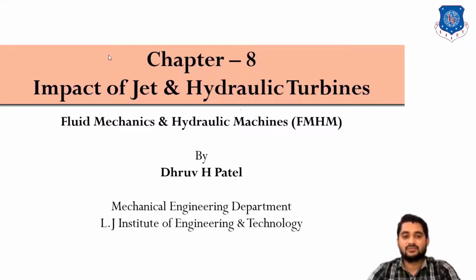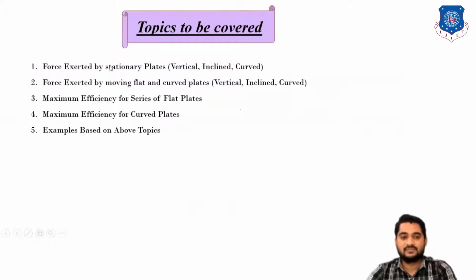So let us see the course content of impact of jet. First of all, we have to learn force exerted by stationary plate. Stationary plate means plate can be vertical, plate can be inclined, and plate can be curved also. Then force exerted by moving flat and curved plate. Then maximum efficiency for series of flat plate and maximum efficiency for series of curved plate. At the end, we will solve some examples based on the above topics, right?